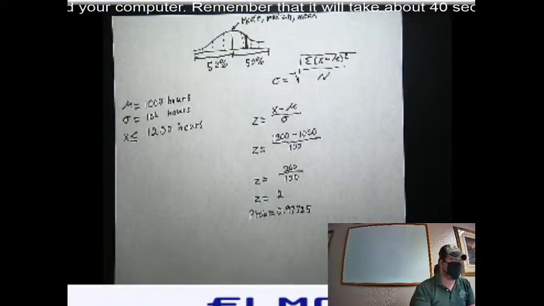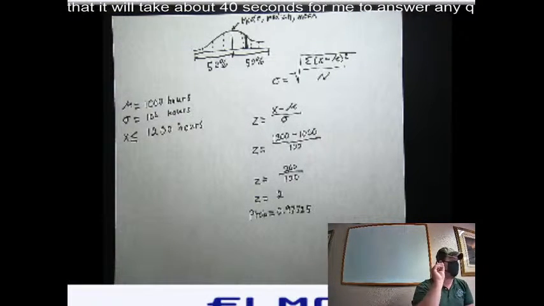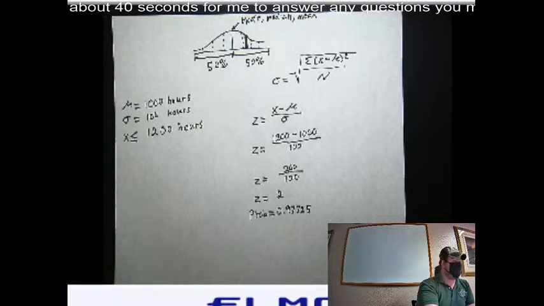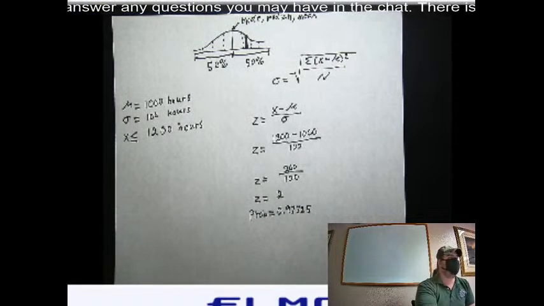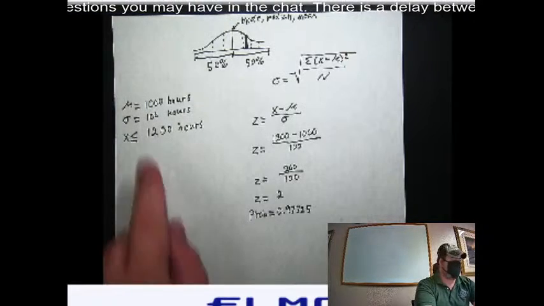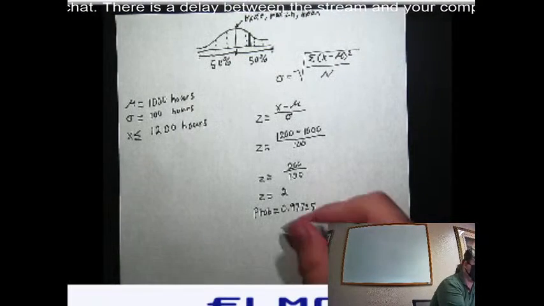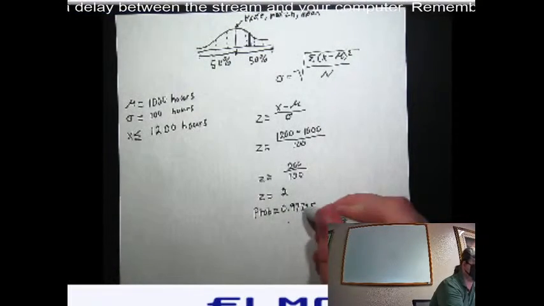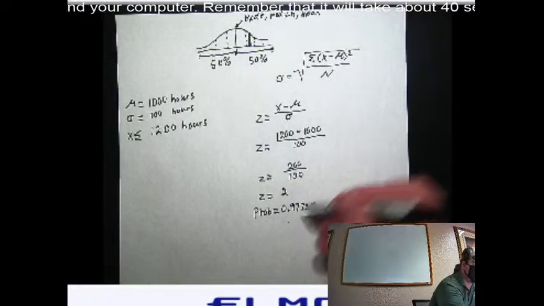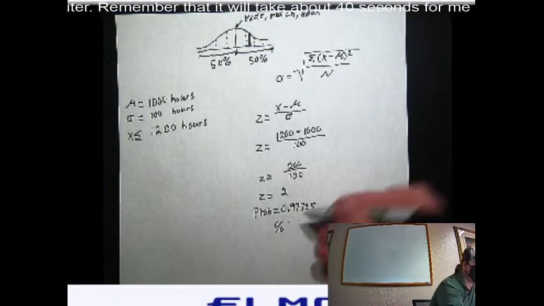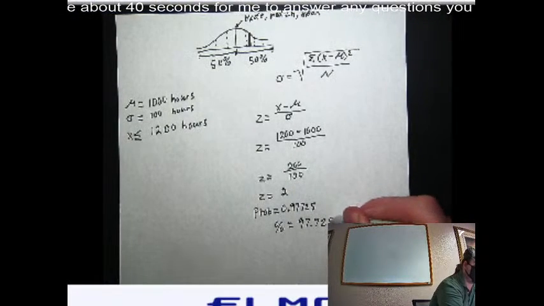Okay, so that is our probability. If we select one of these light bulbs at random from the assembly line, there is a 0.97725 chance that it's going to be less than or equal to, or at least 1,200 hours of life. Now, of course, we can make this into a percent, so it makes a little bit more sense. Just move that decimal twice to the right. And so as a percent chance, this is 97.725%.